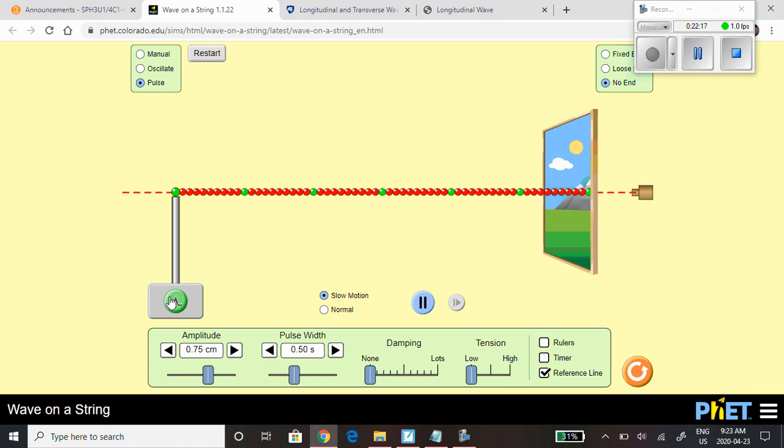Let's see what happens. The pulse moves very slowly. It is eventually going to get there. I think you get the point. Anyway, tension really has a large effect on this. So, I hope these simulations help. You can play around with them.